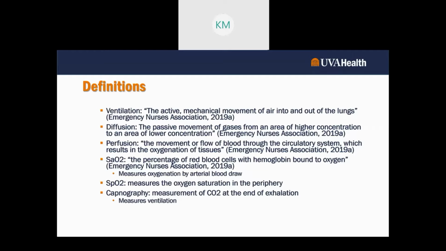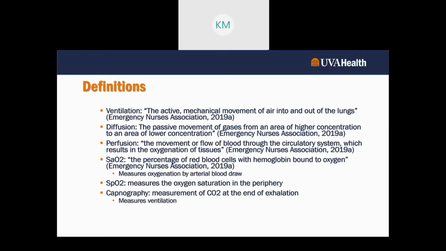This gets a little bit more specific into that basic stuff. So we talk about what ventilation is and how it's defined. It's the active mechanical movement of air into and out of the lungs. Whereas diffusion is the passive movement of gases from an area of higher concentration to an area of lower concentration. We'll talk a lot about that when we talk about gas exchange on our alveolar membranes. Perfusion is the movement or flow of blood through the circulatory system, which results in the oxygenation of tissues, right? So after air goes in through the lungs and is passed along into the capillaries, the capillaries take it into the full circulatory system and we're able to oxygenate those tissues, those organs and everything else there.